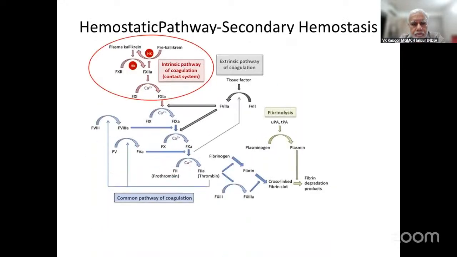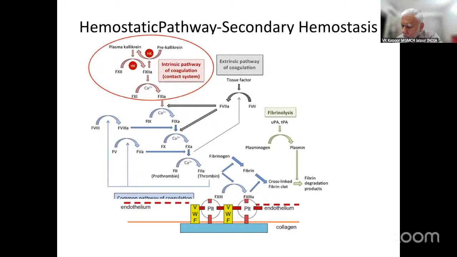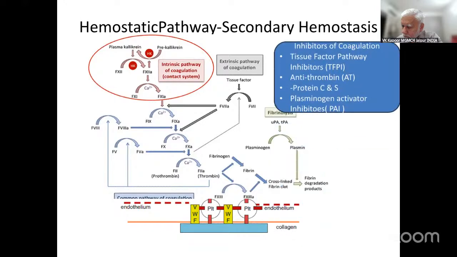So the intrinsic and extrinsic pathways of coagulation are activated on the platelet. It results in the activation of factor 10A, which converts prothrombin into thrombin, and thrombin converts fibrinogen into fibrin. So fibrin polymerization occurs on the platelet surface, and we get a good quality clot. That is secondary hemostasis, and this is controlled by the various inhibitors of coagulation. So this is the normal coagulation pathway.